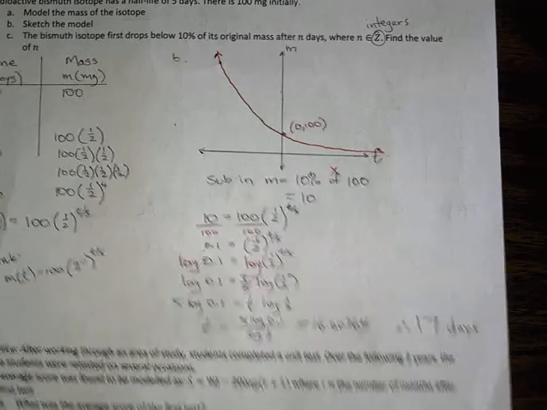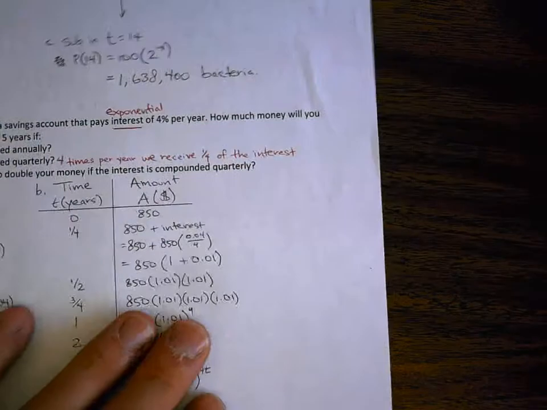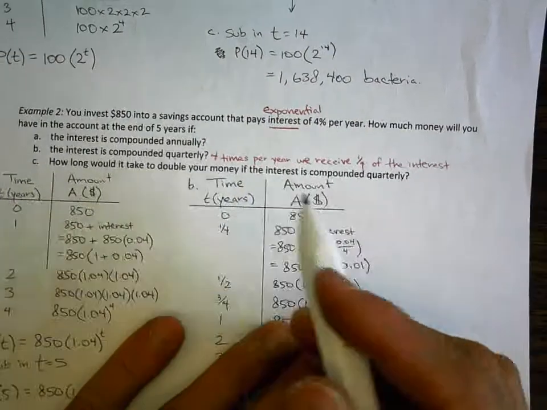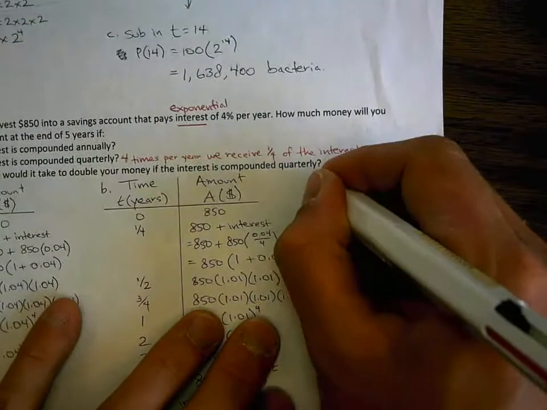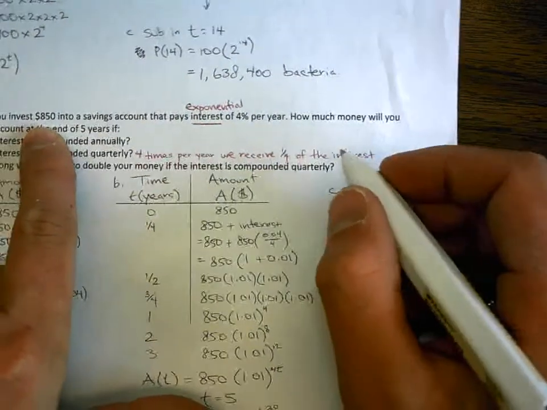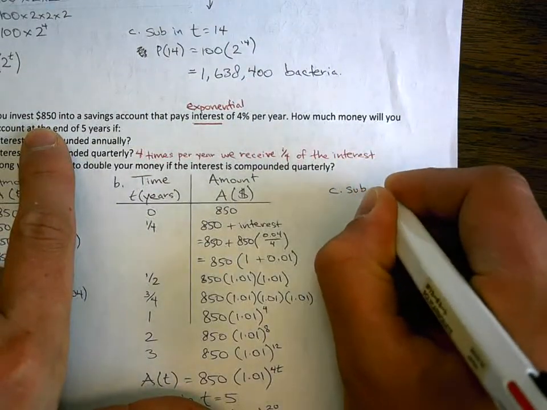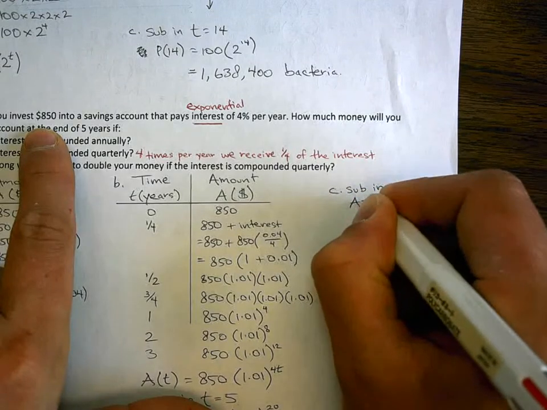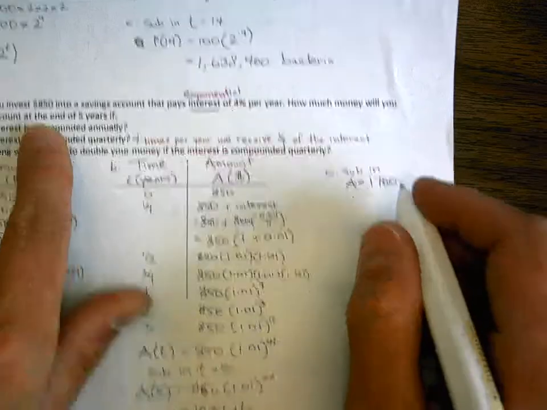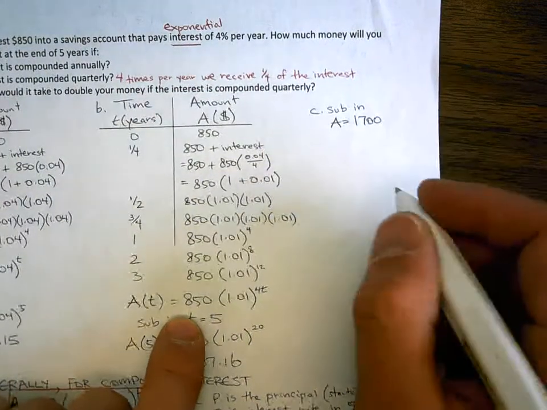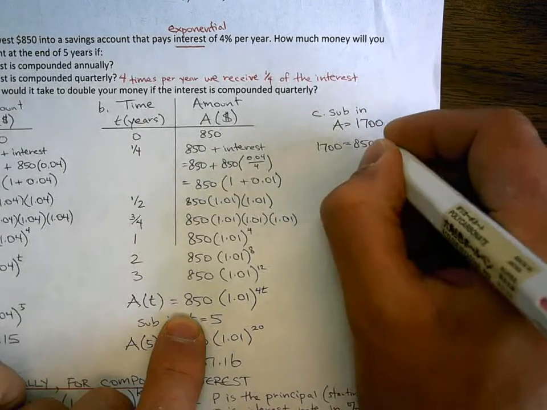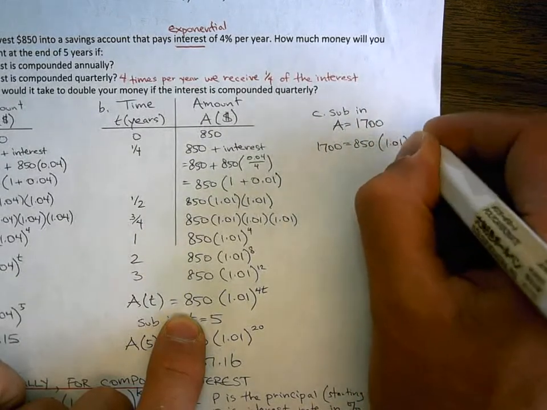I believe I forgot back here to do part C, right? How long would it take to double the money if the interest is compounded quarterly? This is similar. Double your money, well, you started with $850, so double your money means you want to sub in an amount of 2 times 850, 1,700. So then I use my formula, which I have from here. So I have 1,700 is equal to 850 times 1.01 to the power of 4t, and I'm trying to solve for t.